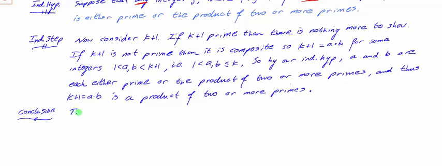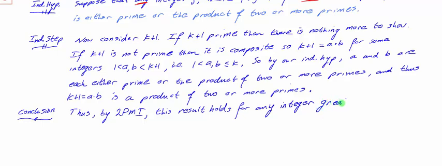Anyway, thus, for our conclusion, either you can say by strong induction or by 2 PMI, second principle of mathematical induction. And we could rewrite the whole thing, an integer greater than 1 is either prime or the product of two or more primes, or we could just say, thus, this result holds, just to not have to write all that down again. Holds for any integer greater than 1. And that completes the proof.